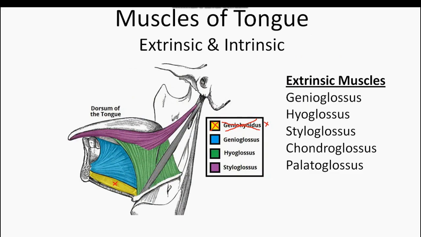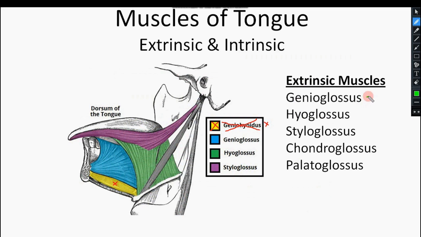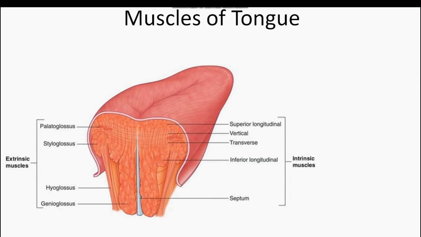Clear? So all these extrinsic muscles are innervated by, you can see here, the 12th cranial nerve, except palatoglossus. So palatoglossus is innervated by the 11th cranial nerve.